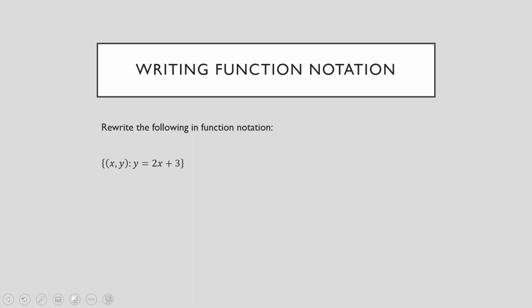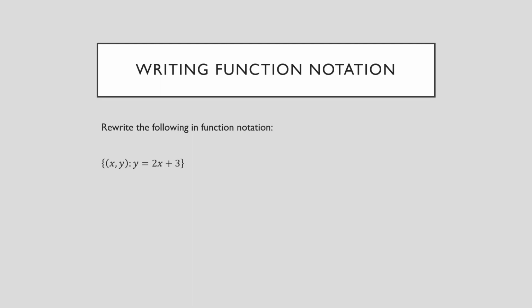Okay, so what do we need to write function notation? We need two things, really. We need the domain and we need the rule. Here we've got a rule, y equals 2x plus 3. That will be the part that goes at the end of our function notation.